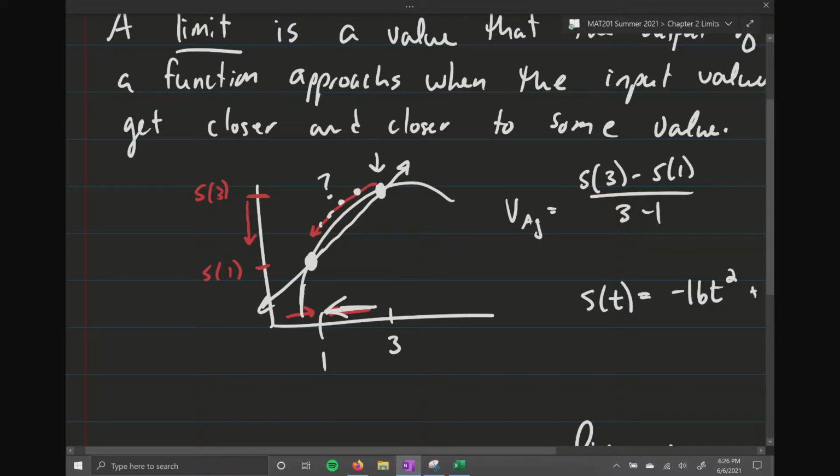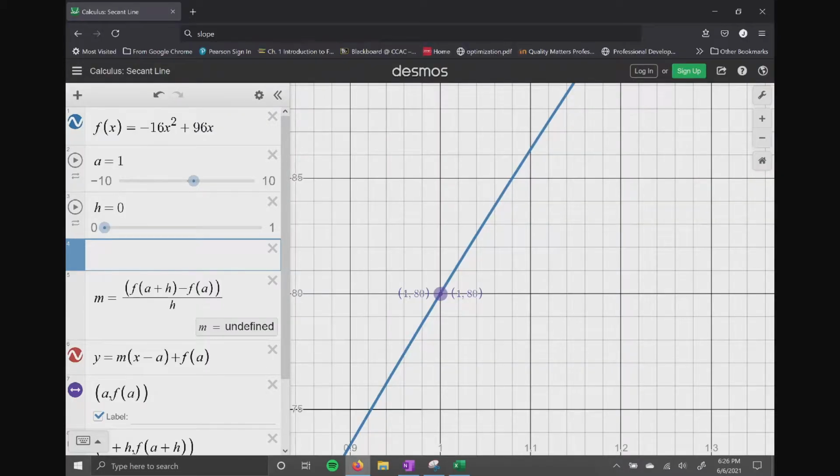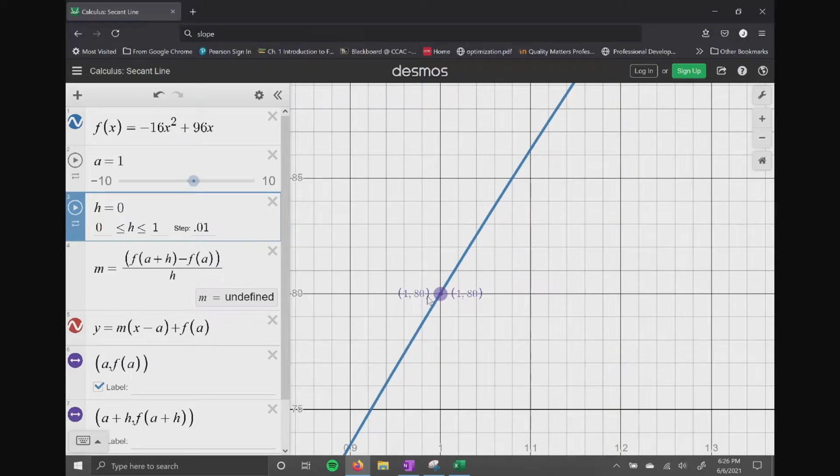So I have a little demo here in Desmos. Remember, from the average velocity formula, we know that x1 and x2 cannot equal each other, because if they do, then we have something that is undefined. Also note that how I'm calculating my slope here is the difference quotient.